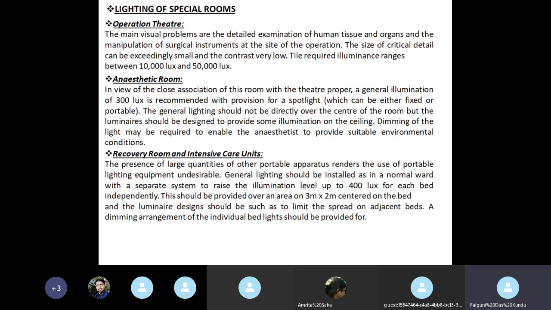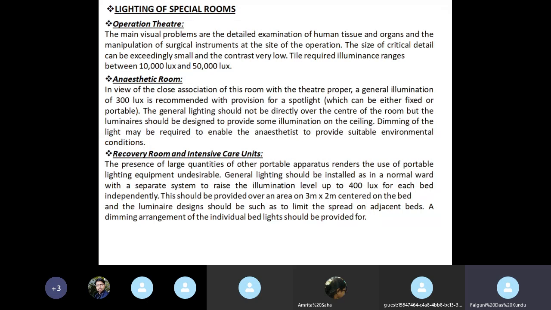Now the lighting for special rooms. That means for the operation theater, anesthetic room, recovery room, and intensive care unit. So for the operation theater, the main visual problems are the detailed examination of human tissues and organs and the manipulation of surgical instruments at the site of the operation.